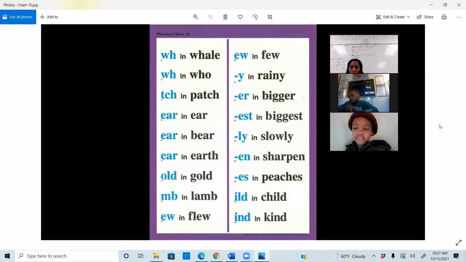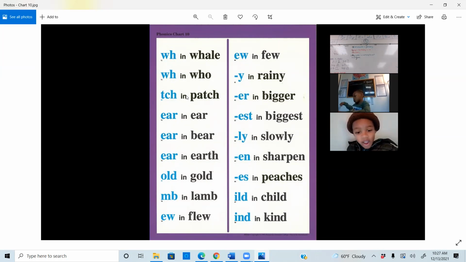Chart 10. Okay, WH, let's see if we can say it together today. So WH says wh, and what, and well. WH says h, and who. TCH says tch, and patch. EAR says ear, in ear. EAR says air, in hair.